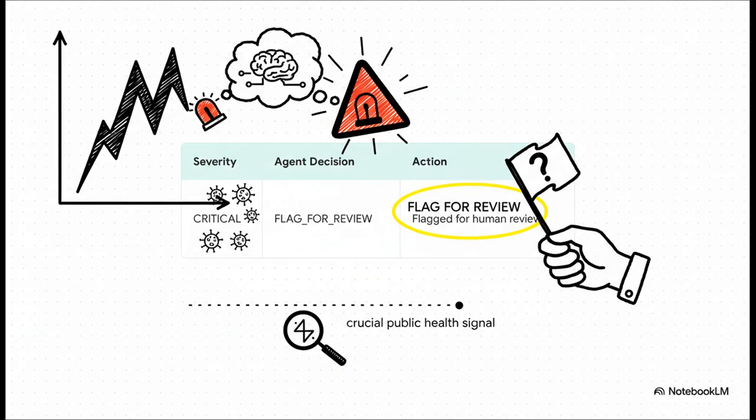Now, check out this next one. The agent sees a huge spike in cases and right away classifies it as critical. And what's its decision? It knows better than to touch this. This could be a real outbreak, so it makes the safest possible choice. Flag for review. This is what prevents it from accidentally erasing a vital public health signal.